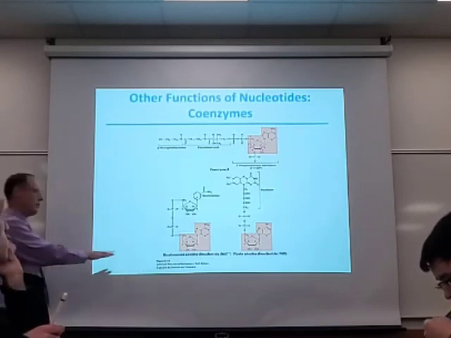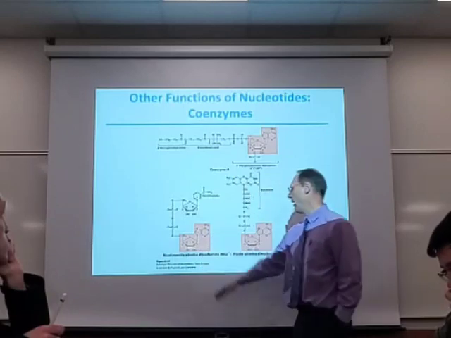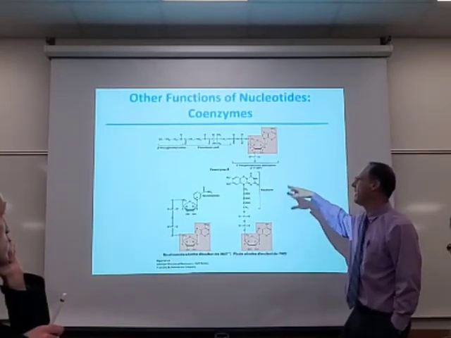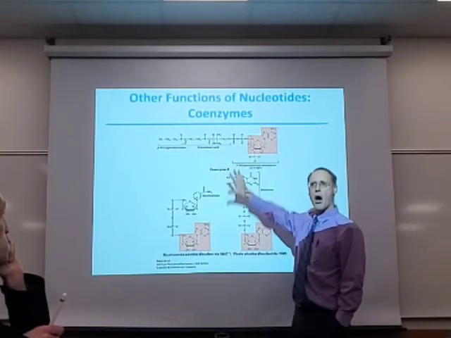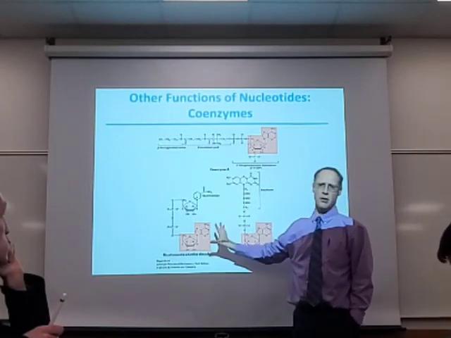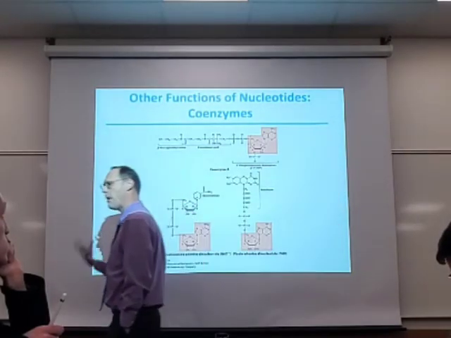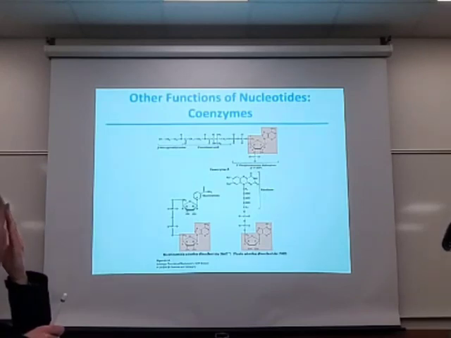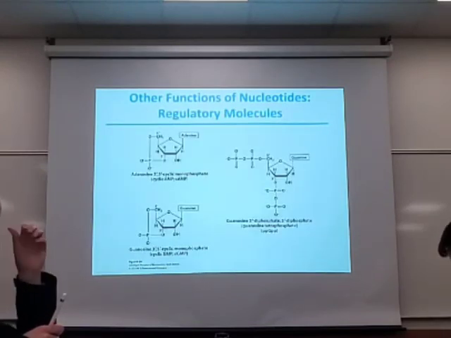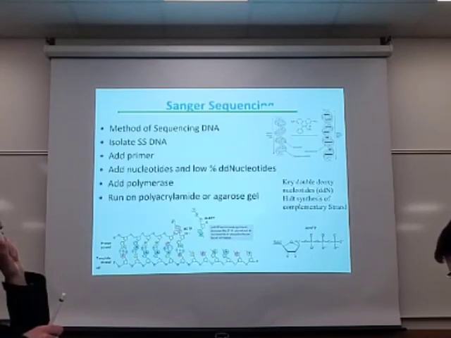So we mentioned this at the beginning: NAD, FAD, right? Coenzyme A, all part of metabolism that you'll deal with as you move forward, but nucleotides have other purposes, and we looked at some of those as well. Cyclic secondary messengers, right? Sanger sequencing.